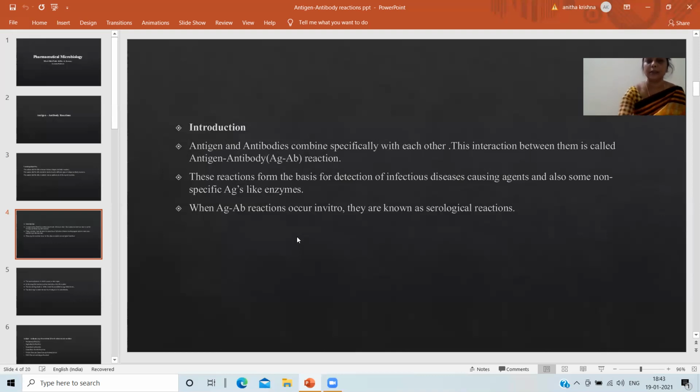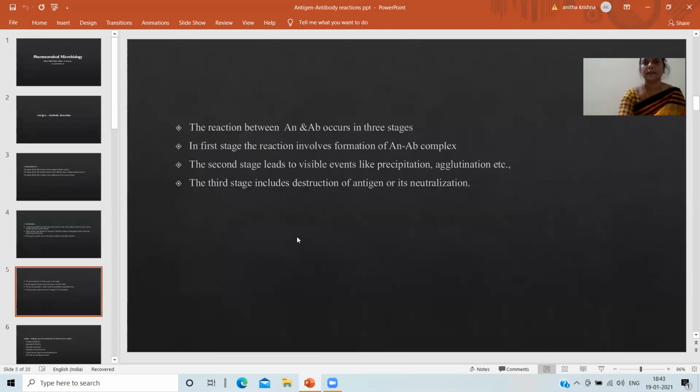Now, when you talk about antigen antibody reactions, they occur in three different stages. In the first stage, the reaction involves formation of the antigen antibody complex, which we were discussing till now. In the second stage, it leads to visible events like precipitation and agglutination. And in the third stage, it includes the destruction of the antigen or its neutralization.